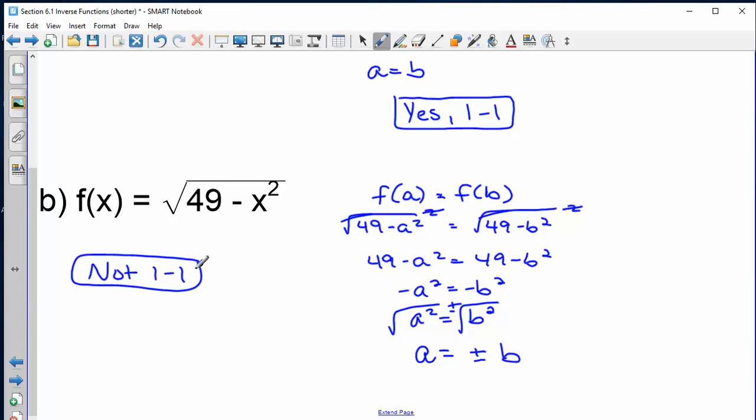Things that are going to make it not one-to-one, watch for those squares. That's usually a pretty good indicator, because to get rid of the square, when you do your square root, you have to do plus and minus. So a lot of times that will be something that will make it not one-to-one.